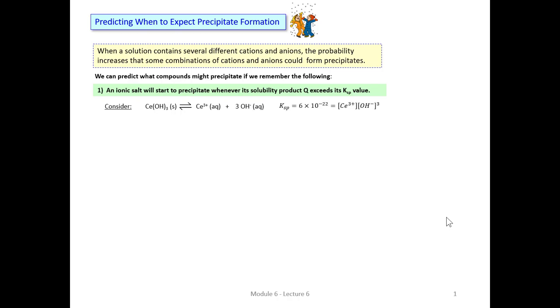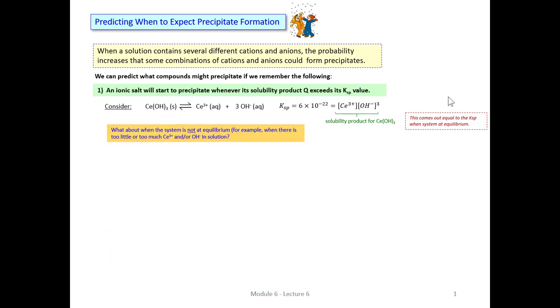We know the KSP for this because we can look it up. It's quite small, so this is not a very soluble salt. And we can write out what we've called the solubility product for cerium hydroxide, which would be the concentration of cerium 3 plus times the concentration of hydroxide in solution, cubed because of the 3 in front of the hydroxide. Now, this solubility product expression will come out equal to the KSP, as we've written here, when the system is at equilibrium.